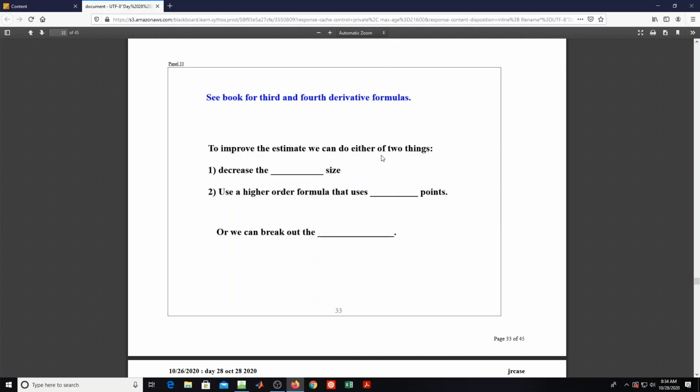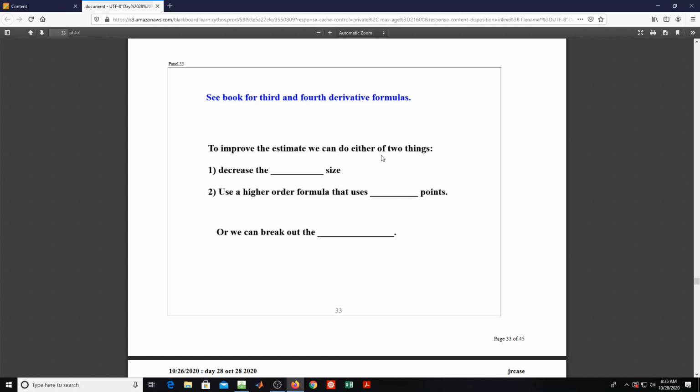Use the higher order formula. Remember, a forward difference is O(h). If you use a center difference, it's O(h squared). If you use a larger difference, I think it was O(h cubed), maybe O(h to the fourth). Or break out the Richardson. And we can do the same sort of deal here.